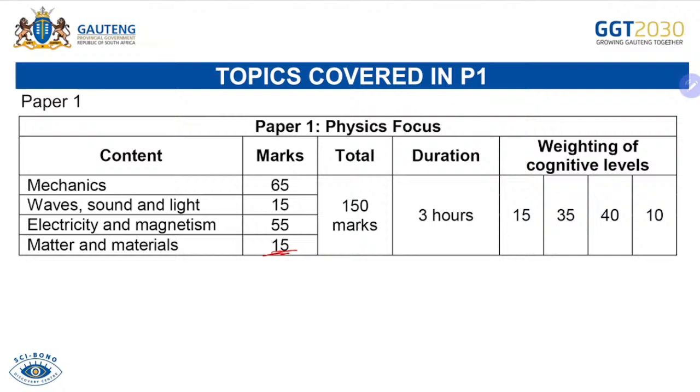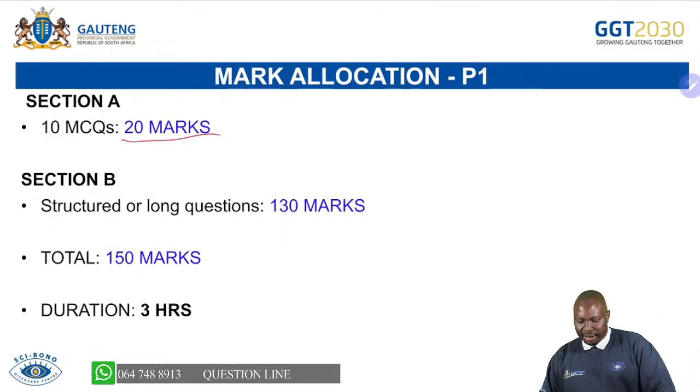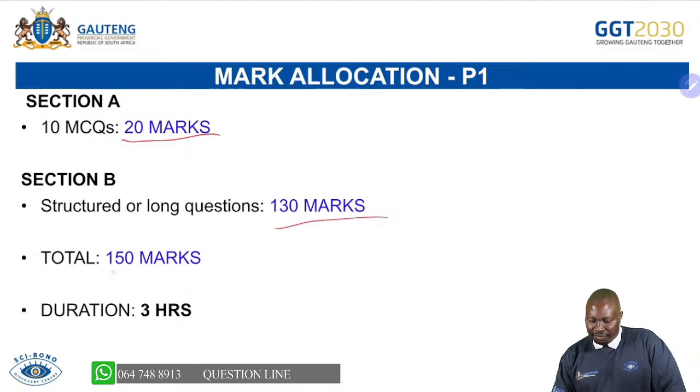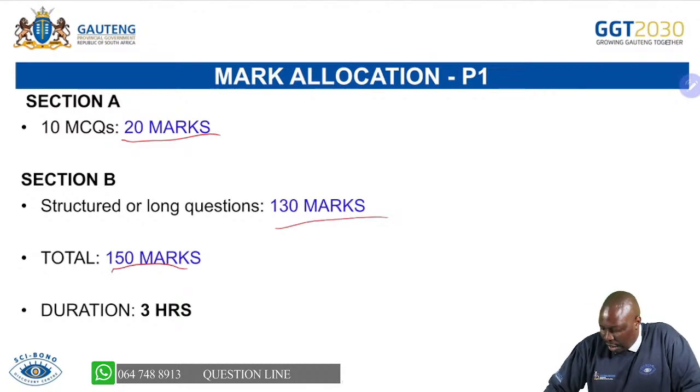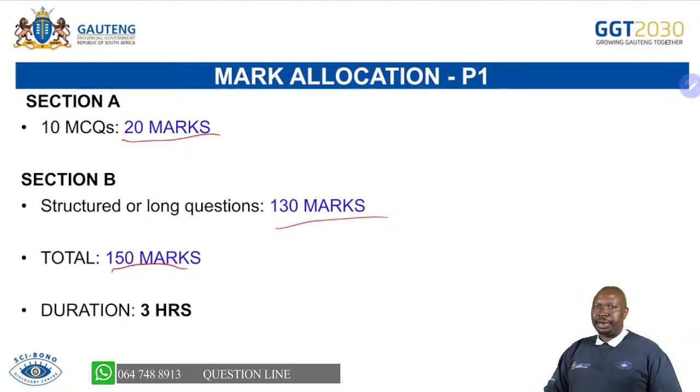Paper 1 is still part of the whole paper that we are going to talk about. You know that in paper 1, we have 20 marks multiple choice questions, so you expect to find a multiple choice question based on photoelectric effect. And we have 130 marks, a total of 150 for paper 1, and paper 1 is still 3 hours. We always remind you this so that you get used to the structure of the prelim paper that you will write, as well as the final paper that you will be writing.